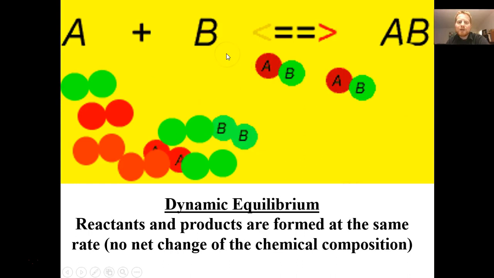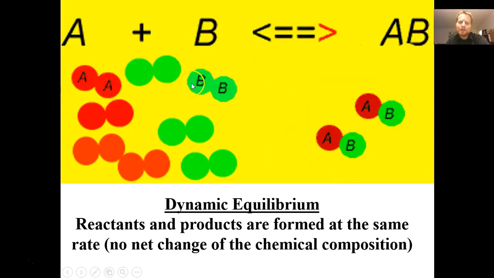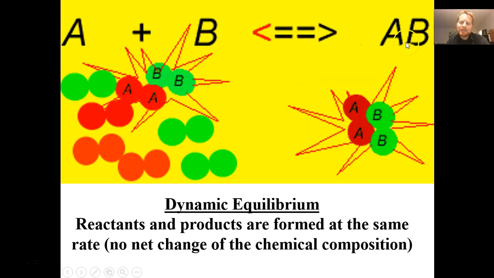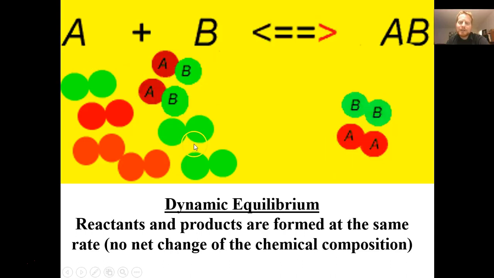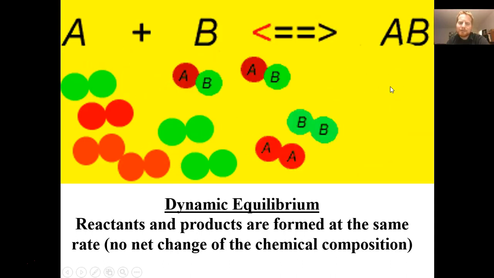We're showing that here as well, where reactants A plus B are reacting with each other to form the compound AB at the same rate at which AB is transferring back to form reactants A plus B. And notice that the number of reactants and products is different. So equilibrium is the rate going forward and the rate going back.